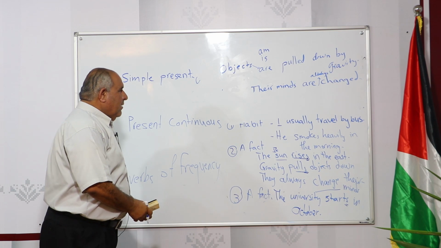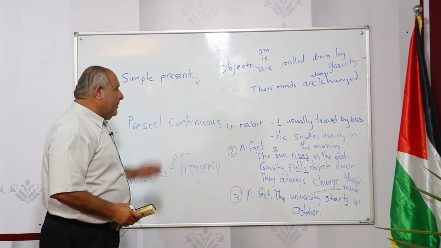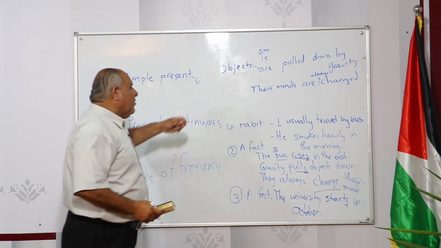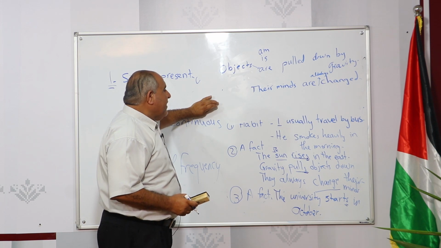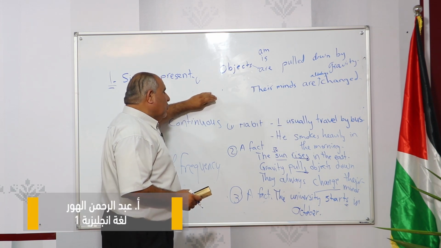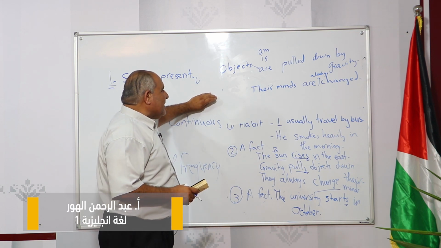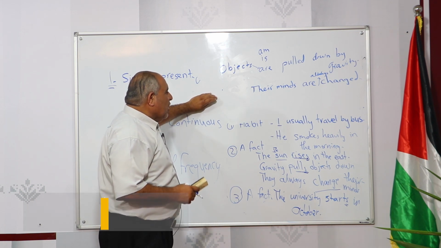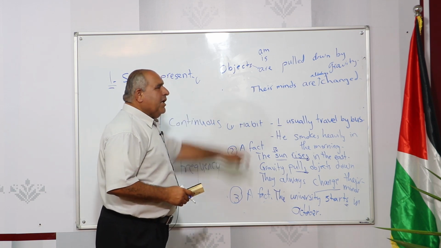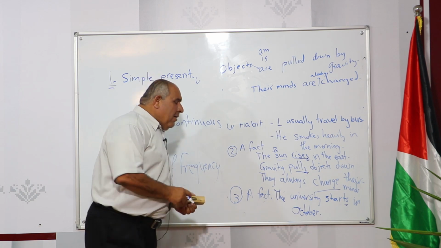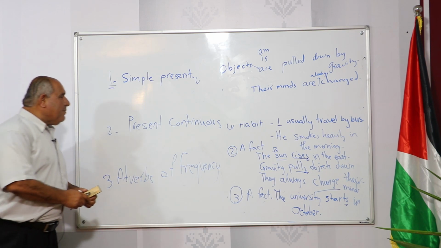Therefore, we talked about the present simple tense. When we talked about it, we talked about its form, its uses, and then we gave examples on how to use the present simple tense. Then we made from simple present sentences, questions. We made them negative, and then we changed them into passive voice. Now we can move to the second tense, which is the present continuous.